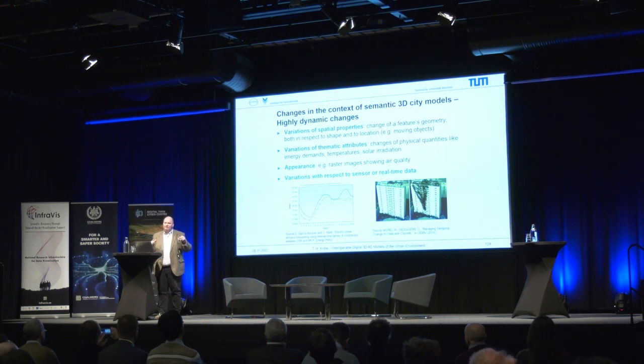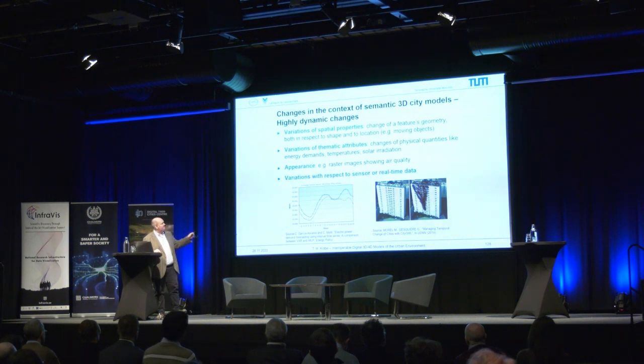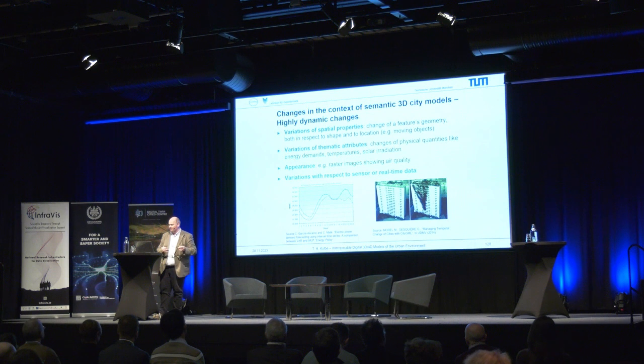These are all properties. I can say that the energy consumption of a building is a property of a building. I mean, that's a characteristic. And it changes, however, every millisecond. So these variations can be with respect to sensor data or near real-time data, but they can also be the result of a simulation, for example.